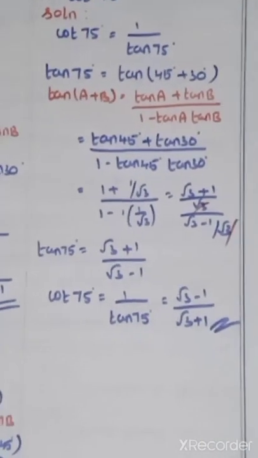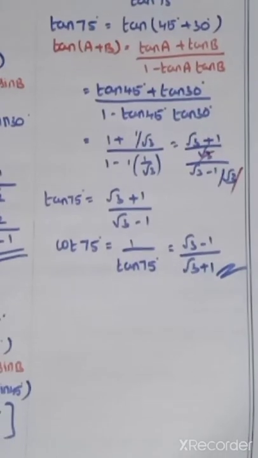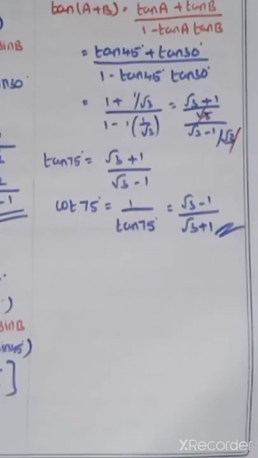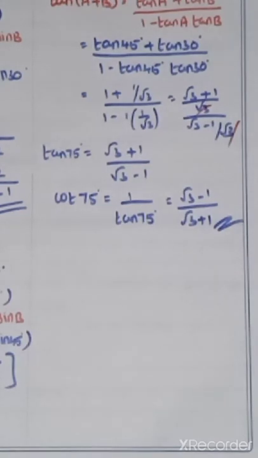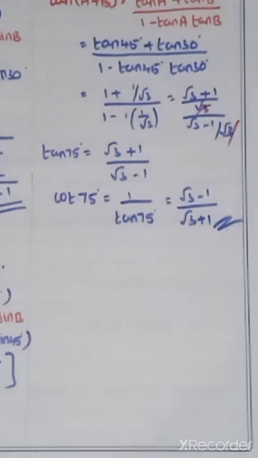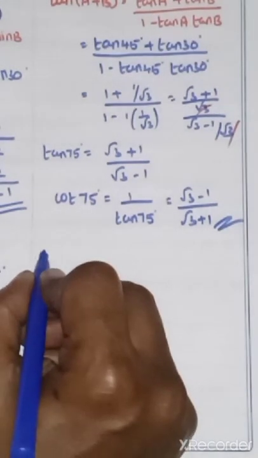Is that clear? So the base of this exercise is that you have to know all the formulas: sin(A plus B), cos(A plus B), sin(A minus B), cos(A minus B), tan(A plus B), tan(A minus B). Is that okay? Now, second question.